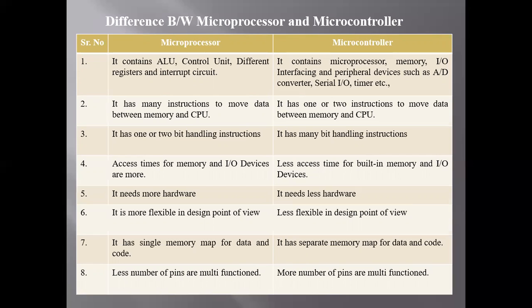A microprocessor needs more hardware. A microcontroller needs less hardware. A microprocessor is more flexible from the design point of view. A microcontroller is less flexible from the design point of view. A microprocessor has a single memory map for data and code. A microcontroller has separate memory maps for data and code. A microprocessor has a lesser number of pins or multifunction. A microcontroller has more number of pins of multifunction.